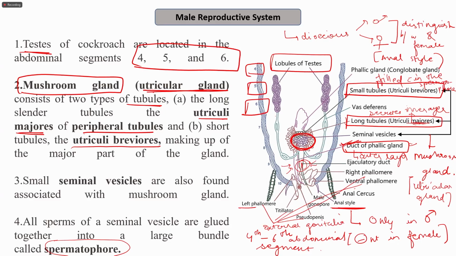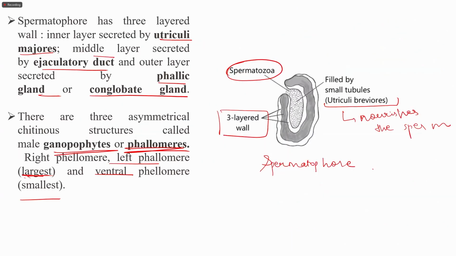We can see the reproductive system of the male cockroach involves the release of sperm from the testes that passes through the vasa deferentia, and there it comes in contact with various secretions formed by the longer tubules, the duct of the phallic gland and the ejaculatory duct. Together, all these secretions form the three layers of the spermatophore, and during copulation, the spermatophore is released containing the sperms.